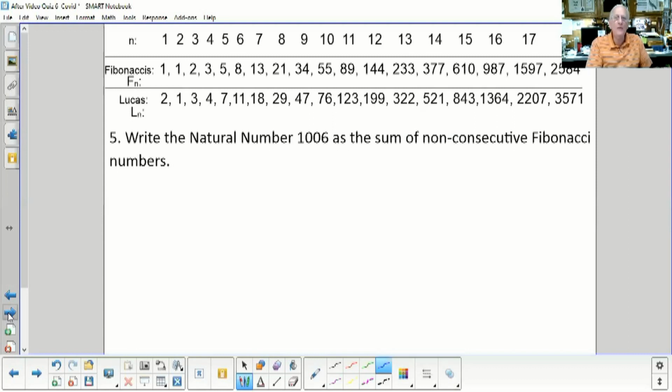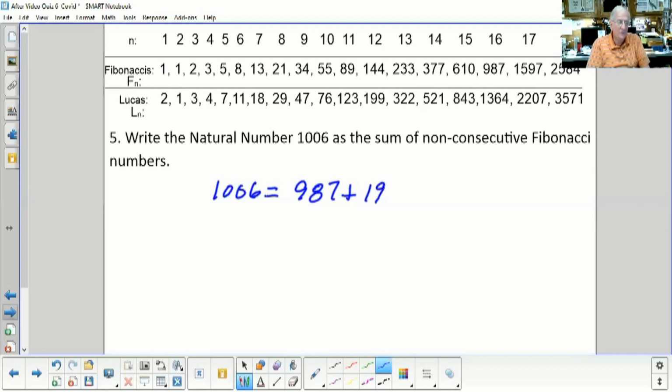Write the natural number 1006 as the sum of non-consecutive Fibonacci numbers. Keep an eye on me now to make sure I don't make a mistake. We're doing Fibonacci numbers. So what is the closest Fibonacci number to 1006 that is smaller than it? Well, you can see from my table up there, it's 987. So now what I have to do is take 1006 and subtract 987. And when I do, I get 19.